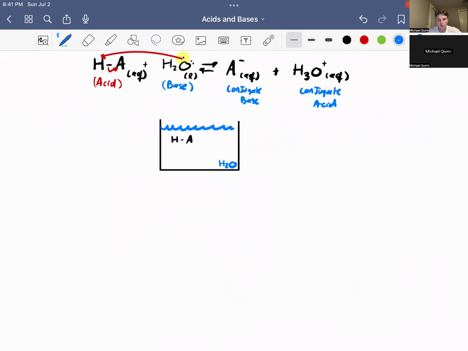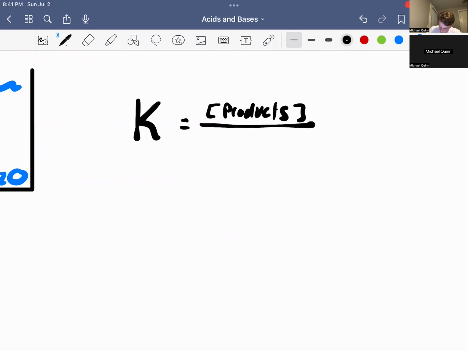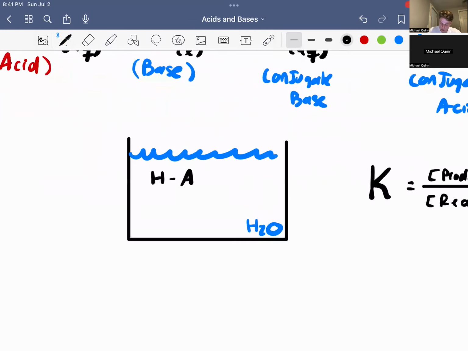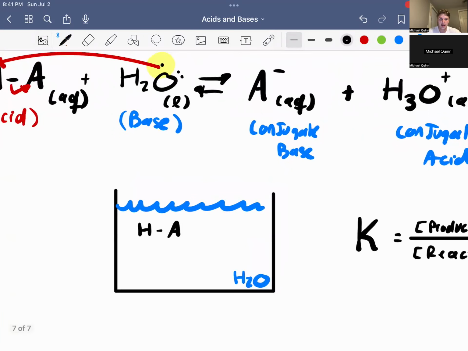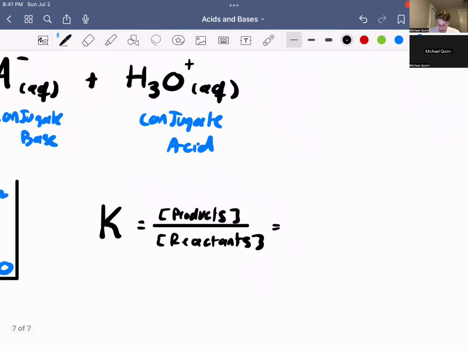So as we saw in the equilibrium module, we are going to write an equilibrium expression for this reaction. It is still K. And K is still equal to products over reactants. In this case, we need to be careful. We're going to exclude water from this K expression. It is a liquid. It is not going to be a part of this K expression.